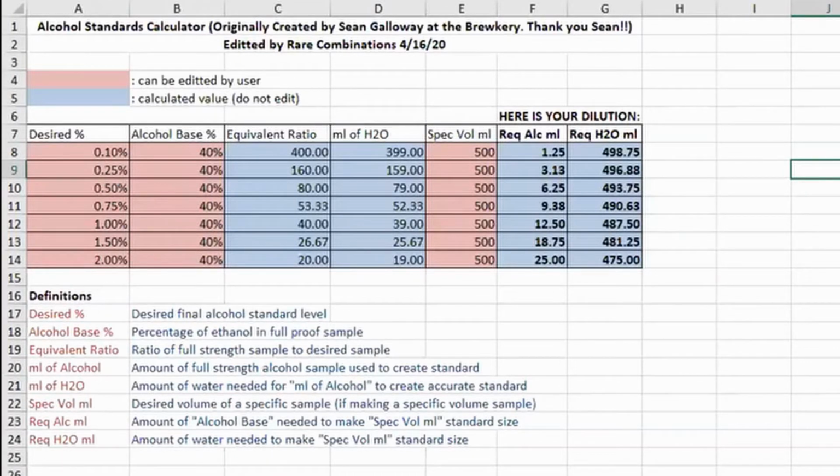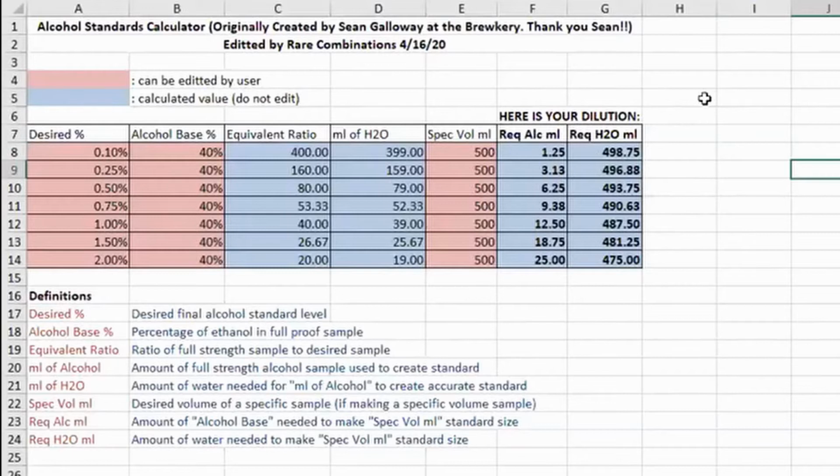I've been getting a lot of requests for a video like this, just to show the specifics of the Excel documents so that you can have a better handle on how to use them effectively. The first document that I want to show you is this alcohol standards calculator document.